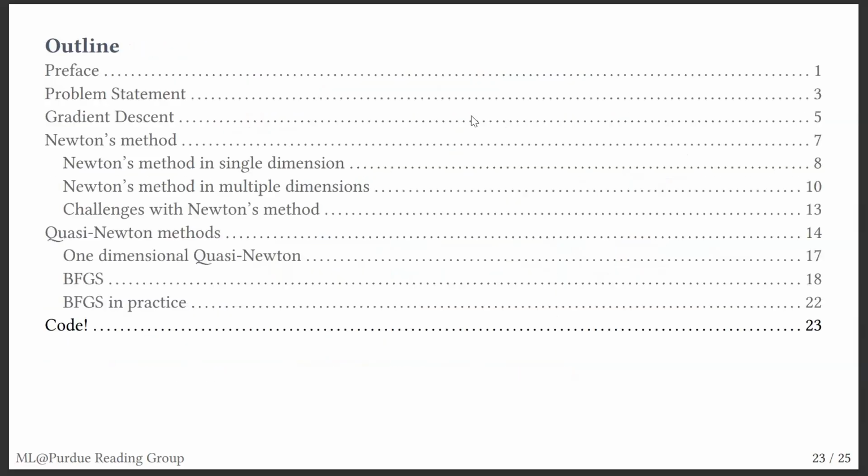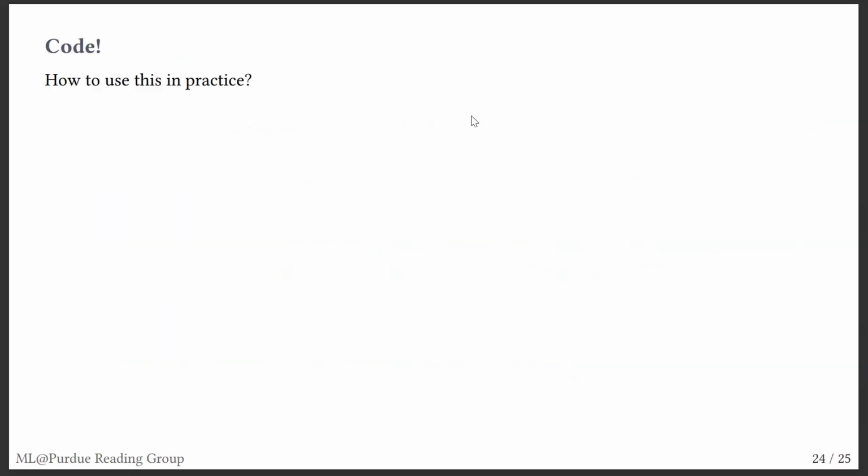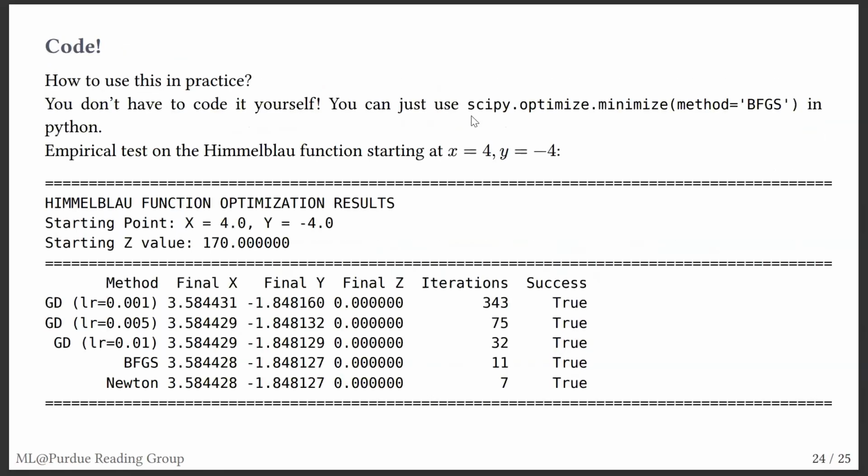So let's talk a little bit about what happens when you code it up. How do you use this in practice? The answer is you don't have to. People already did it. Don't shoot yourself in the foot. There's also a lot of minor modifications that people have made to BFGS, but I'm just going to show the main one, in Python with SciPy. So the Himmelblau function is the one I showed before, again with x equal to 4 and y equal to negative 4. You start with 4, negative 4. The z value is 170.